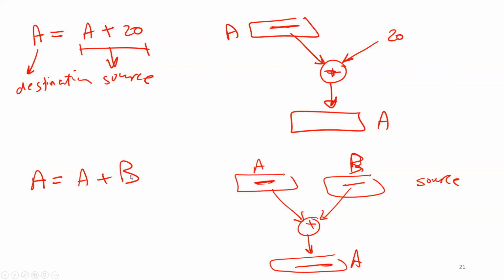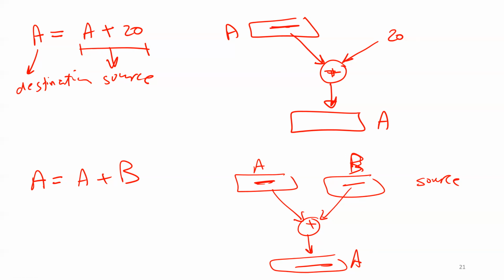Same thing here. If you want to do something like A should equal A plus B, that means I want to add the content of register A to the content of register B, and then store the result in A. So the sources of the data are A and B, the operation is addition, and the destination is A. So these are operands. Is that okay, guys?